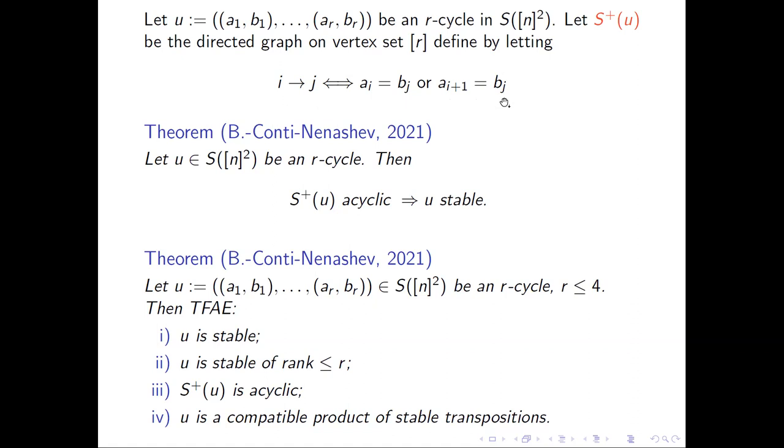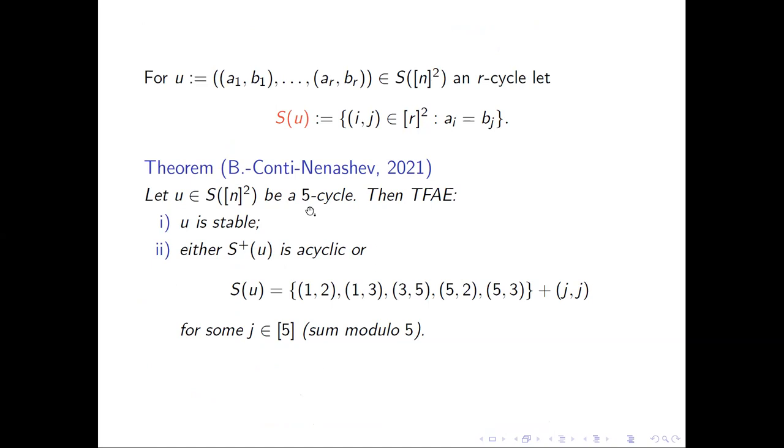And you can show that if this is acyclic, then it's stable for cycles of the discrete square. We thought the converse would be true. It's true for up to four. For up to four, it's stable, but it's not true in general. So for five cycles, you can characterize them. It's going to be stable if and only if this is acyclic, or this guy, which I'm not going to define, but you see it's quite a simple subset of the discrete square coincides with one of those.